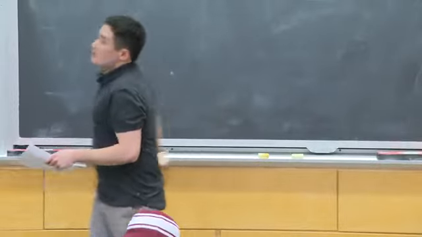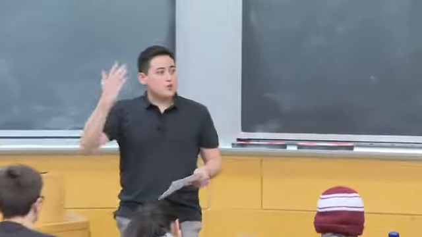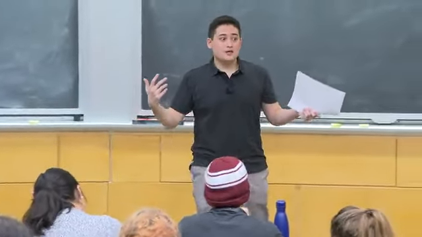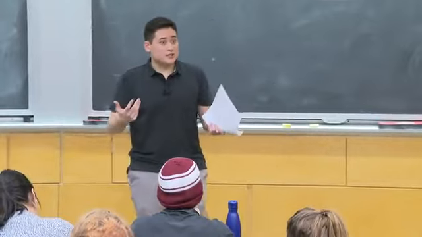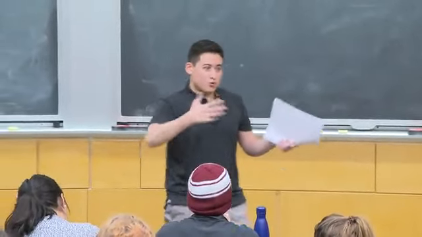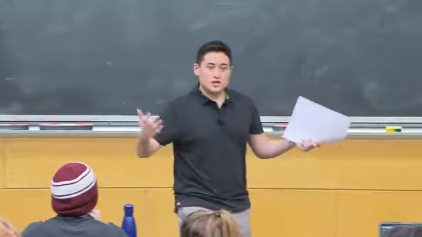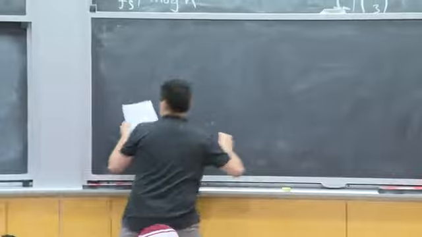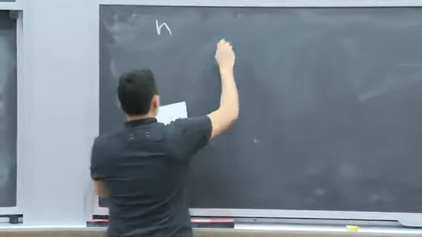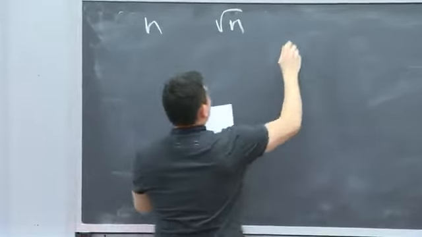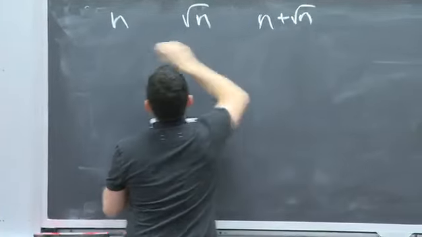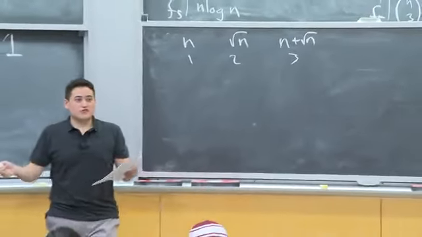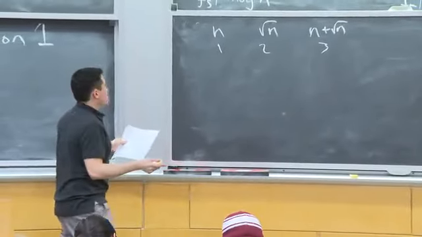All right. So we have a few sets of functions, and we just want to order them. And some of the functions may be asymptotically equivalent, right? In which case, when we are ordering these things, we're going to put those numbers in a set. So what we have as an example are 3 functions, n, root n, and n plus root n. This is 1, 2, 3. And what we're going to ask you to do is order those functions based on their asymptotic complexity.